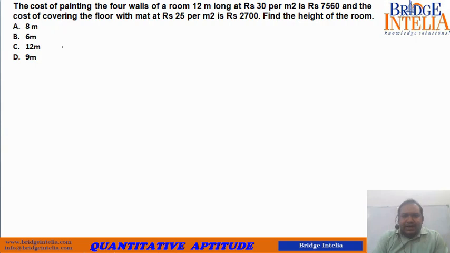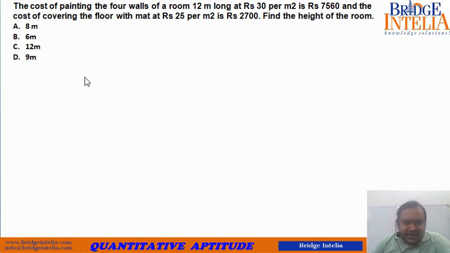The cost of painting the 4 walls of a room 12 meter long at rupees 30 per meter square is this much, and the cost of covering the floor with mat at rupees 25 per meter square is rupees 2700. So find the height of the room. This is a very good question. I insist that you pause this video, solve it on your own, at least give it a try, and in case you face any difficulties, then we are always there. Then you can visit the solution, but first give it a try on your own.